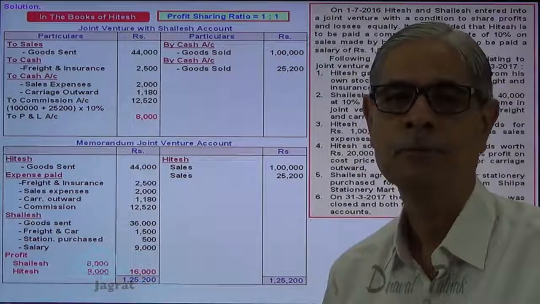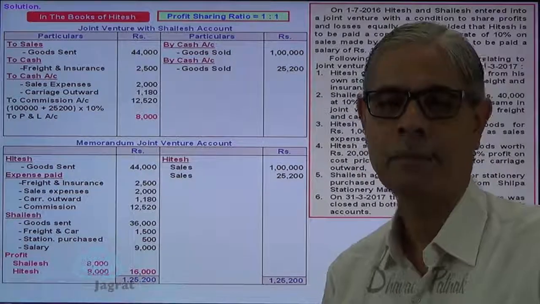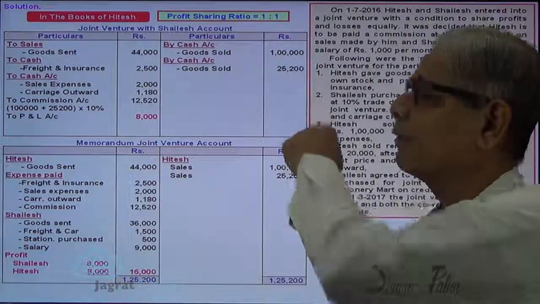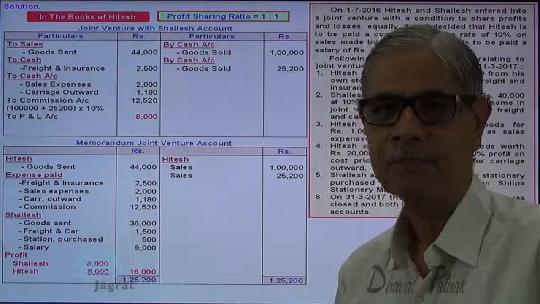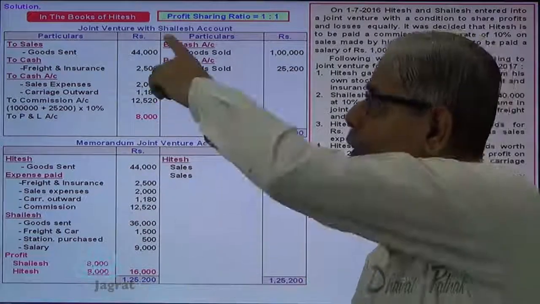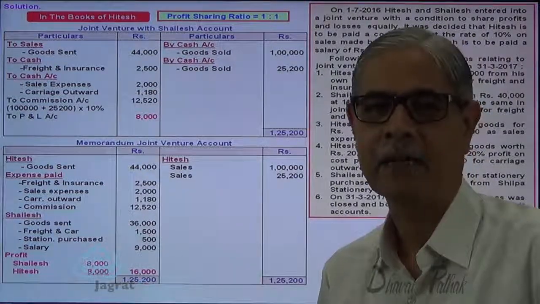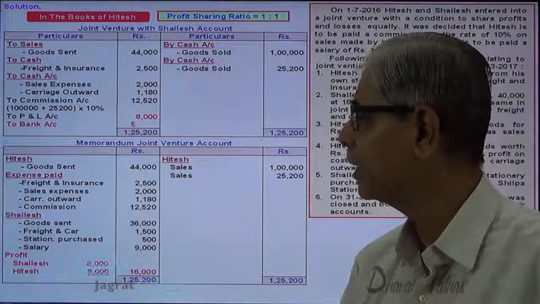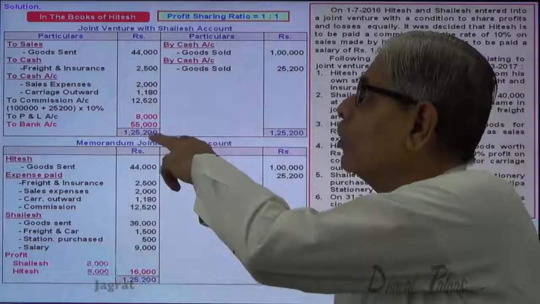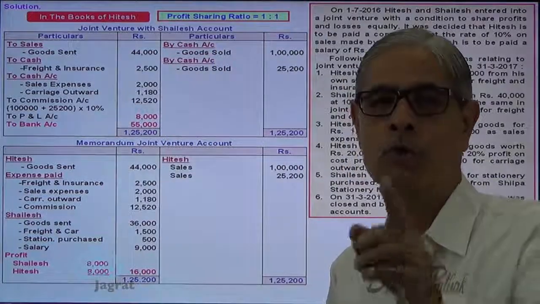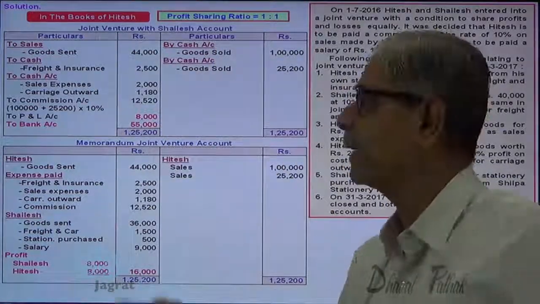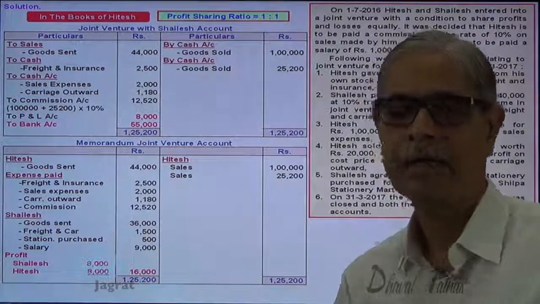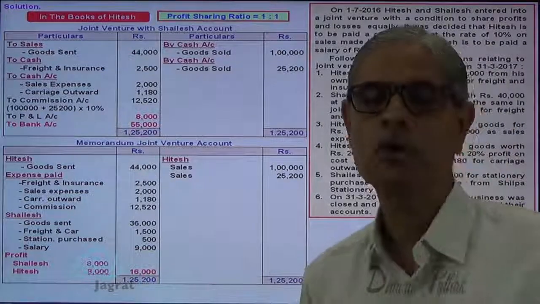Now I can find the amount that I am supposed to pay or receive in settlement of the accounts. Here 1,25,000 are the receipts that I have made. From that, all these payments and my entitlement of profit will be deducted, so you get the balancing figure as the amount to be settled. So I am required to pay 25,000 to Shailesh. So: joint venture with Shailesh account debit, bank account credit, 25,000. This is how the recording is made in the books of Hitesh.